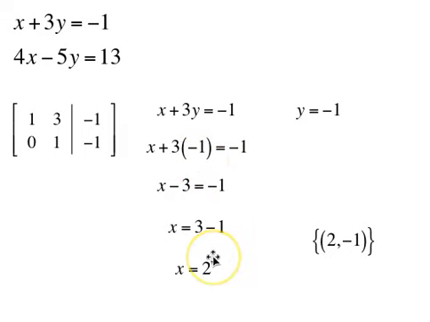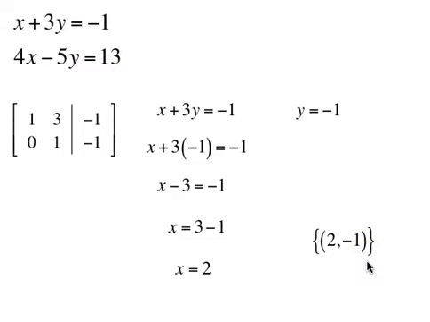And it's a good idea to check if it's relatively simple. X is 2, y is -1. 2 plus 3 times -1, 2 minus 3 is -1, checks in the first equation. 4 times 2 is 8, -5 times -1 is +5, 8 plus 5 is 13, checks in the second equation. So we're fairly sure that our work is correct for our first problem.